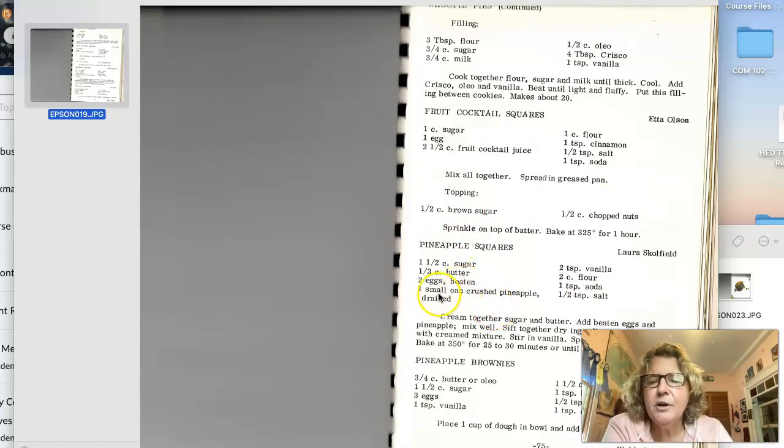Another example to pull here. In the pineapple squares, we have all the ingredients listed at once, which is great. And we have a little bit more direction, which I think is useful. Although I would point out that this is also just put into a grease pan with no dimensions, which is problematic. But also the problem with the pineapple squares is that we have one small can of crushed pineapple.